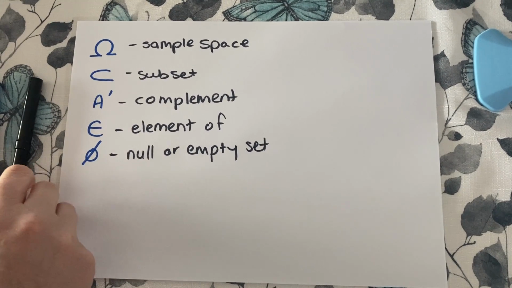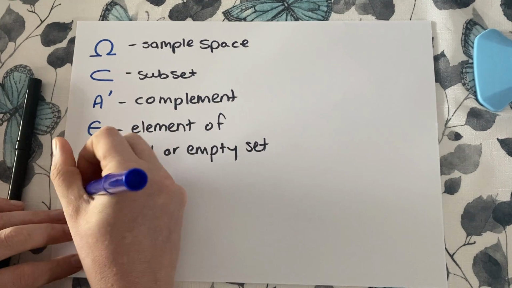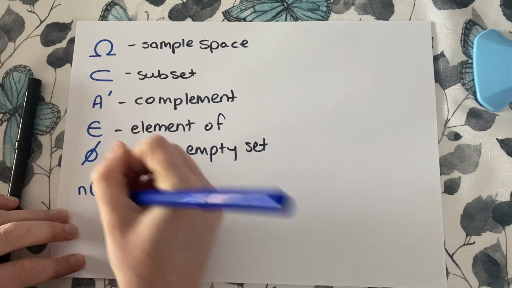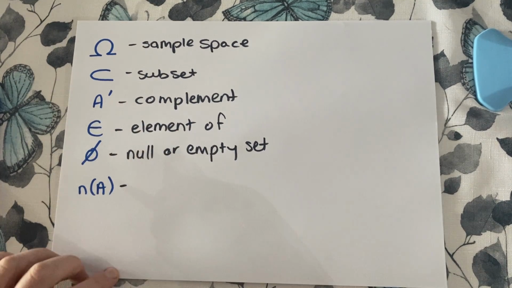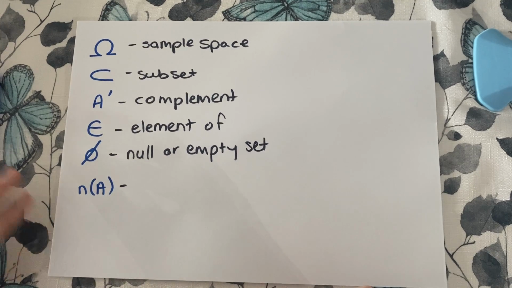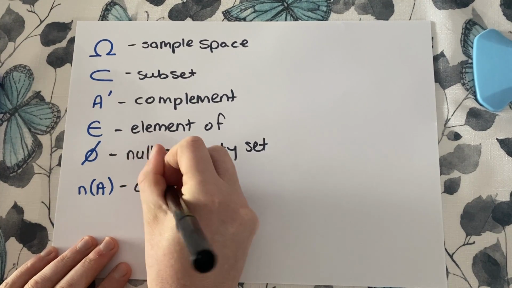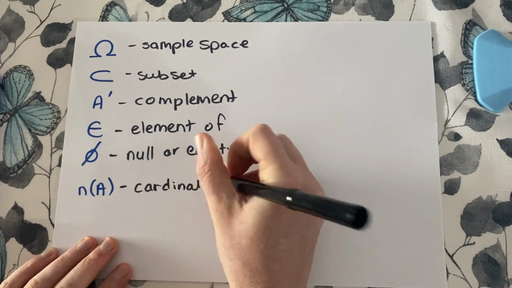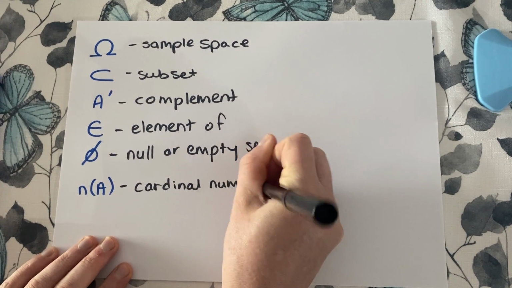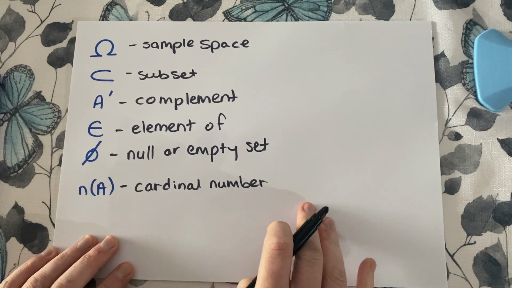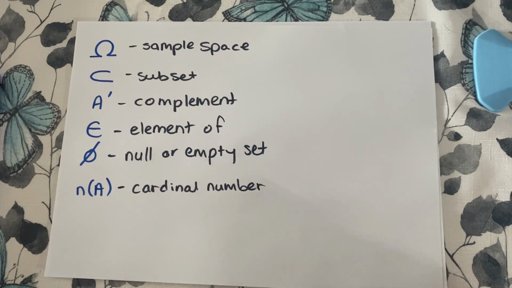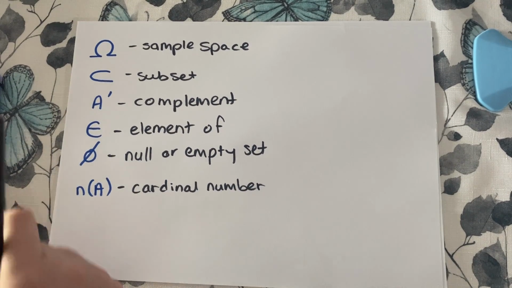Okay, then we've got another one here, which is n of A. So the letter in the brackets may change as well. It's the cardinal number. And what this is asking is just how many elements are in there. So, in set A, how many numbers are there? That's basically what it's wanting.